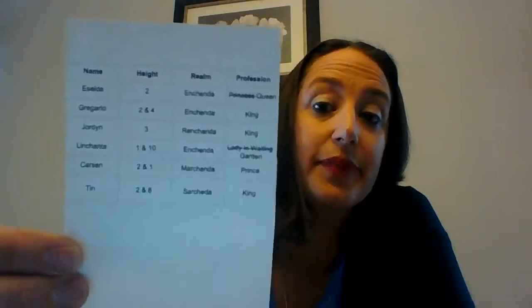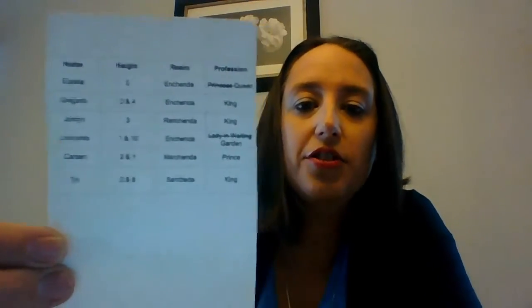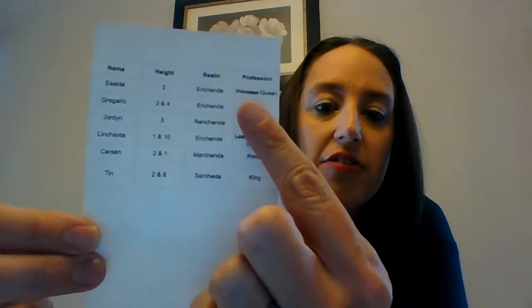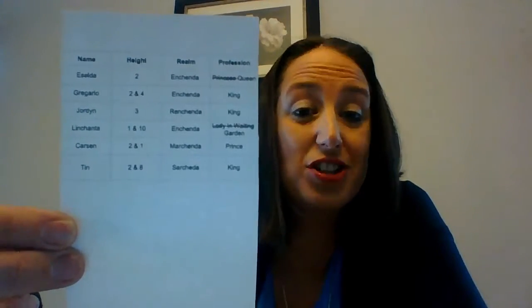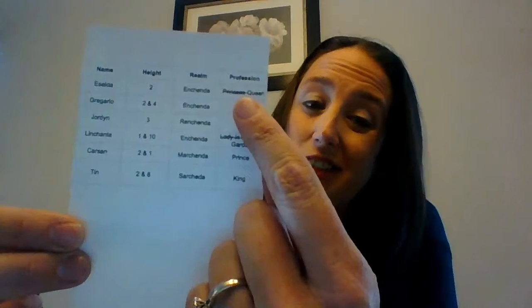The next thing I record on my character notes are the basics that are only important for this particular story. So in the Kingdom of Franz series, that includes the character's height, the realm that they're from, and the profession they hold in that realm. Now you'll notice over here, I have some things struck out. That means during the course of the book, that actually changes. In other words, at the beginning of Breaking Iselda, she's a princess. By the end, she's a queen.